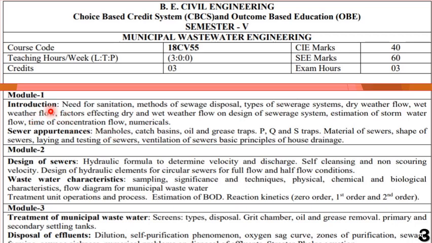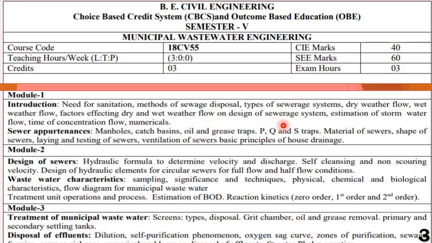Now here in the introduction, that is module number 1, number 1 is the need for sanitation. Next, methods of sewage disposal. Sewage means the wastewater. How to dispose of this municipal wastewater safely from your community area. Next, types of sewerage system, types of drainage, that is, what type of drainage you are going to provide. Sewerage means the underground drainage system. Next, dry weather flow and wet weather flow, that is DWF and WWF. I have explained DWF and WWF clearly in the previous slide. And next are the factors affecting DWF and WWF.